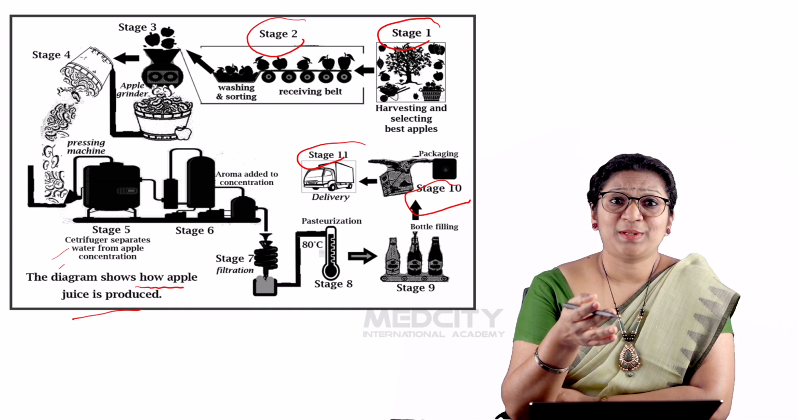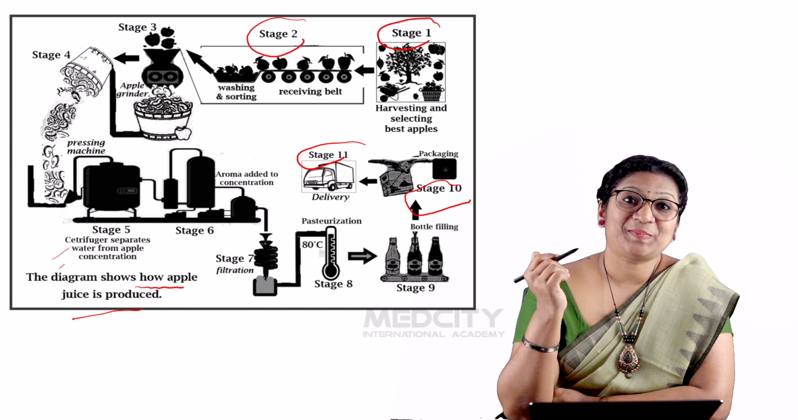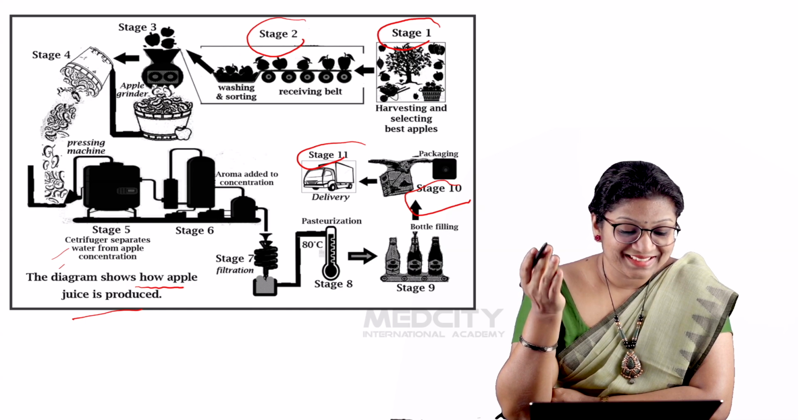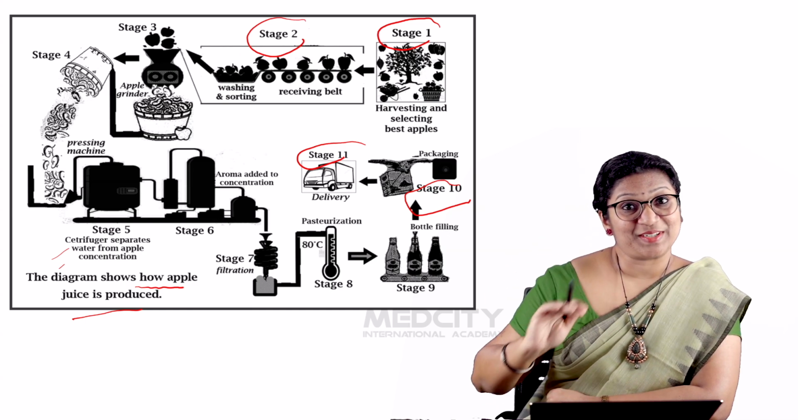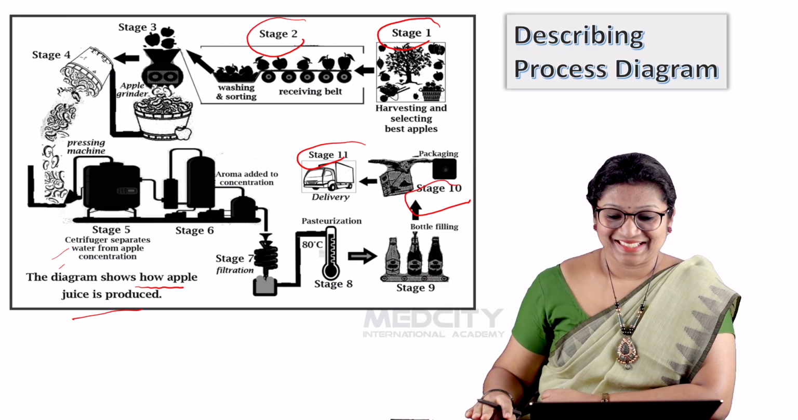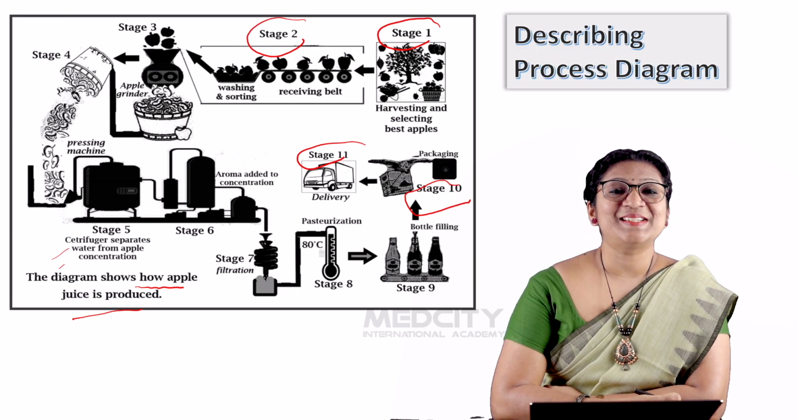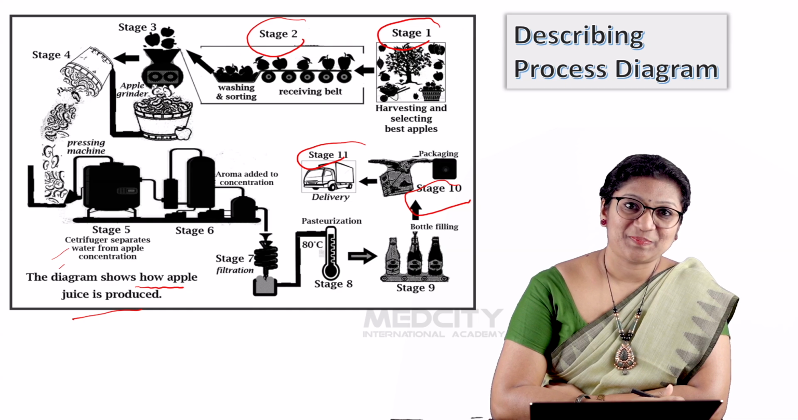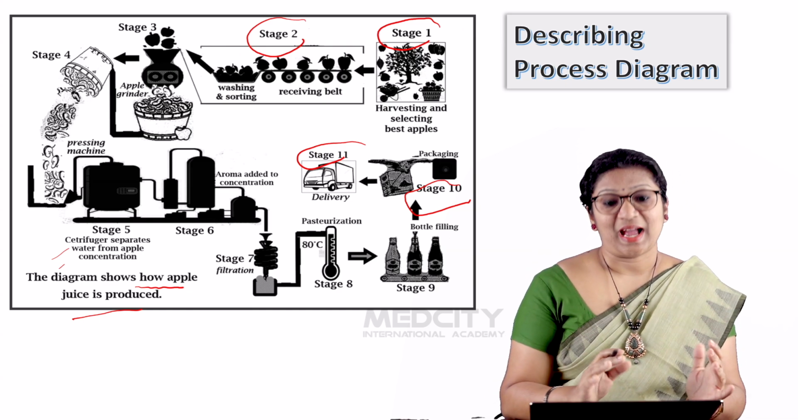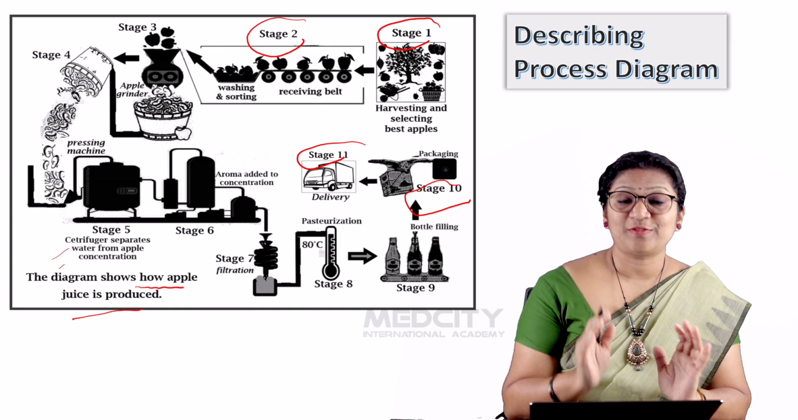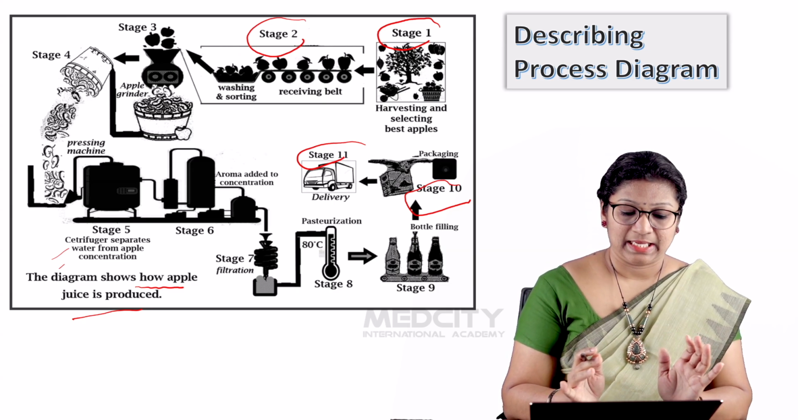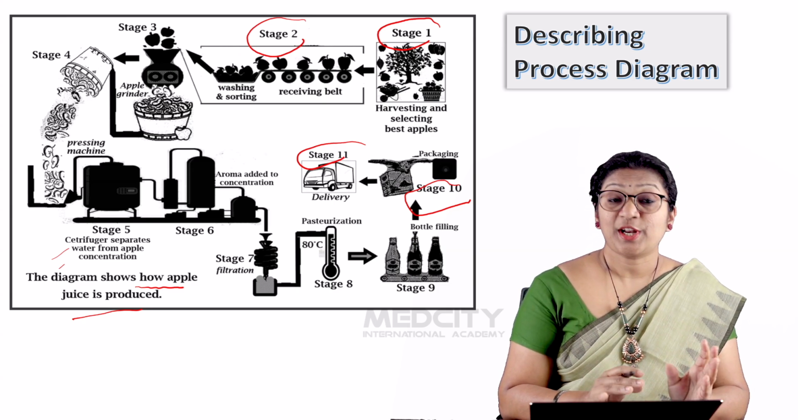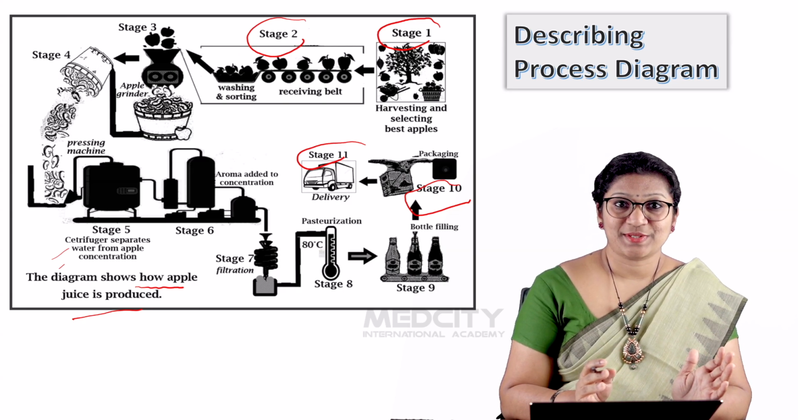This is an example of a process diagram. Now, you can see that it has lots and lots of information given, right? So let's talk about describing a process diagram. When you have information given in the form of an image and it follows a process, in this case, it is the production of apple juice.